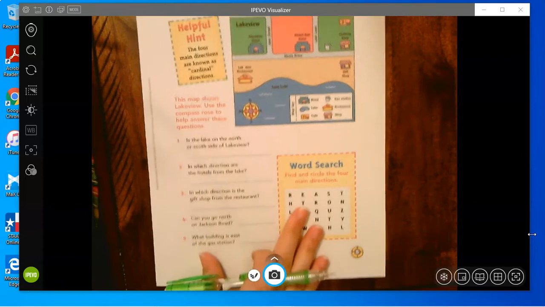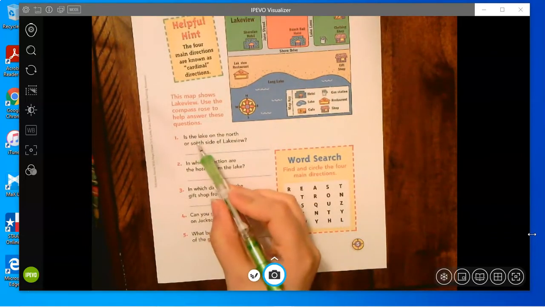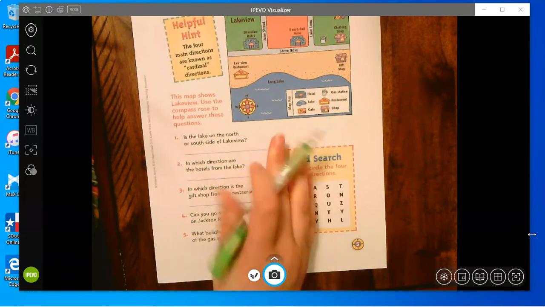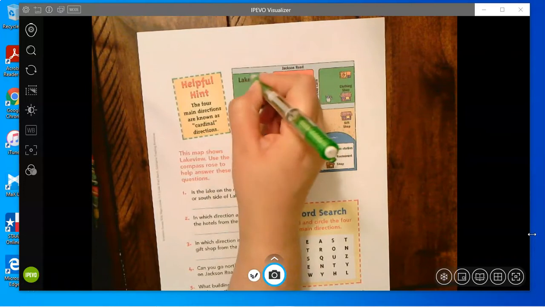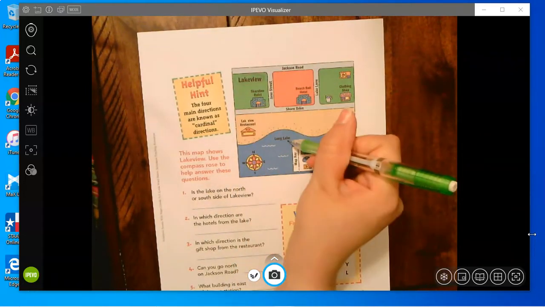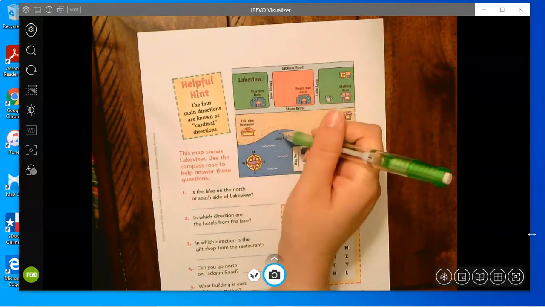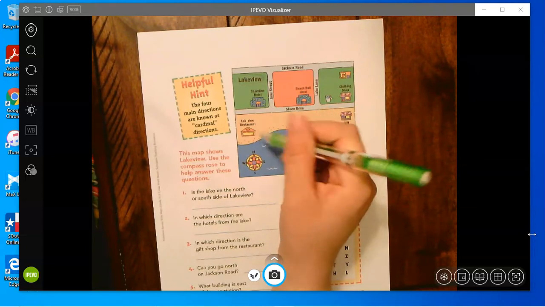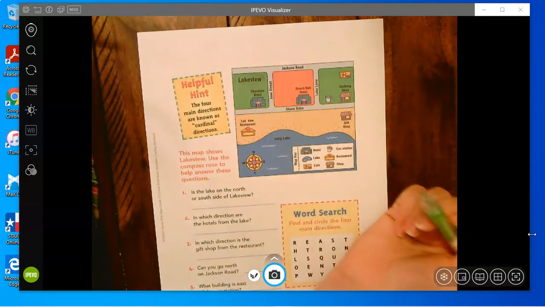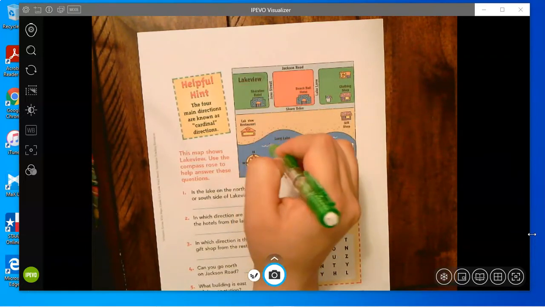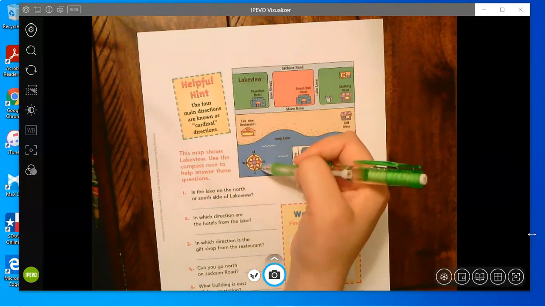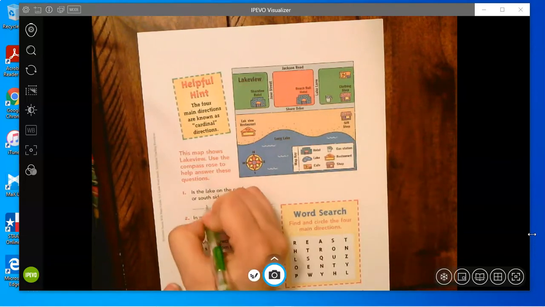Okay, so let's look at the first question. Is the lake on the north or south side of Lakeview? Okay, so here's Lakeview. Okay, so I'm going to circle Lakeview. Here's my lake. So it's under the Lakeview. So is that north or south? Here's Lakeview. Here's Long Lake. Look at your compass. So that is south.